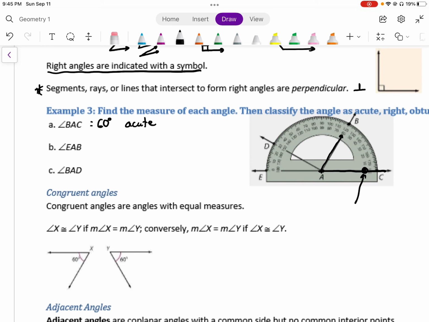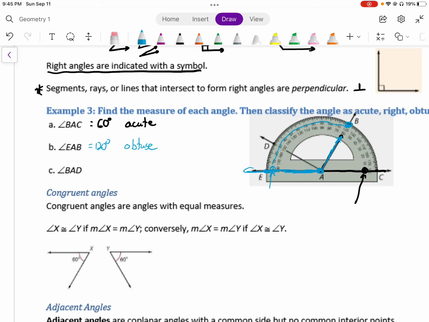Maybe I'll just use a different color instead of erasing. EAB. So here's point E, here's point A, and point B is up here. So we're looking at this angle. Well, now we're starting on the left side of the protractor, so we need to use the outer loop because that's where our 0 is. We're going outer: 10, 20, 30, 40, 50, 60, 70, 80, 90, 100, 110, 120. So this is a 120-degree angle. Well, that is obtuse.